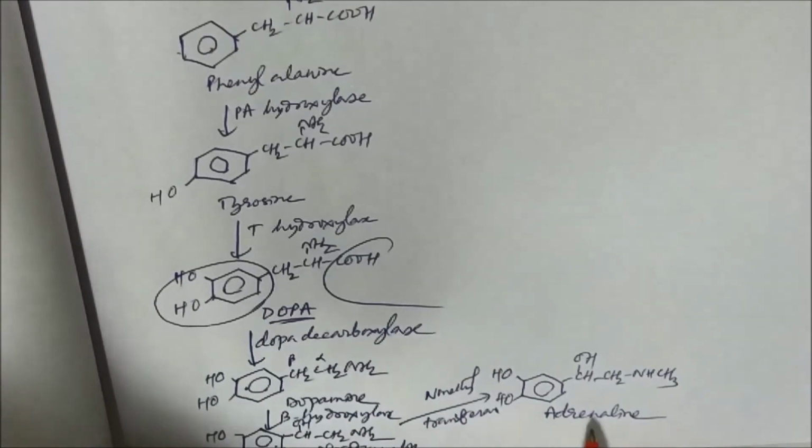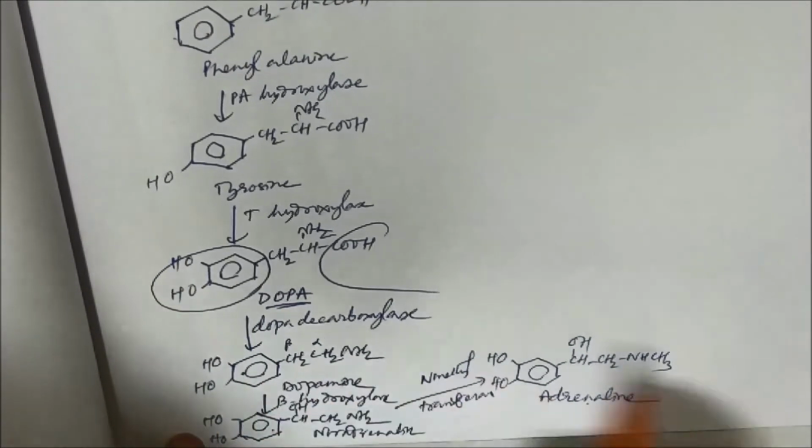OH, CH, CH2, NH, CH3. This is adrenaline. So this is a catecholamine, this is also a catecholamine, because the catechol nucleus is there and the amine is there. So dopamine, noradrenaline, adrenaline, all are catecholamines.